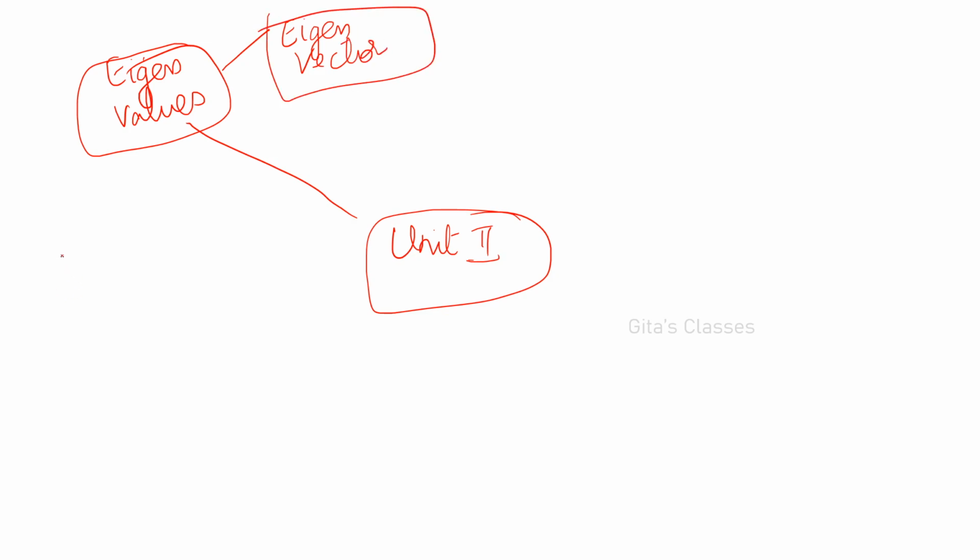What is an eigenvalue? If A is a square matrix. First point, you can find out eigenvalues and eigenvectors for square matrices only. That is the first point you have to remember, not for all the matrices. Okay. So how will you find out the eigenvalues?